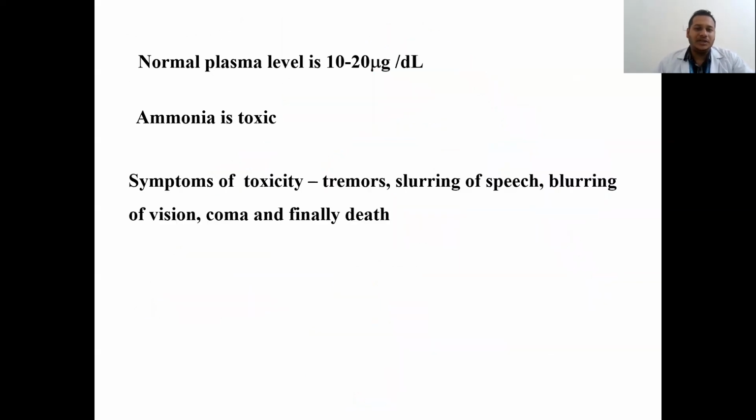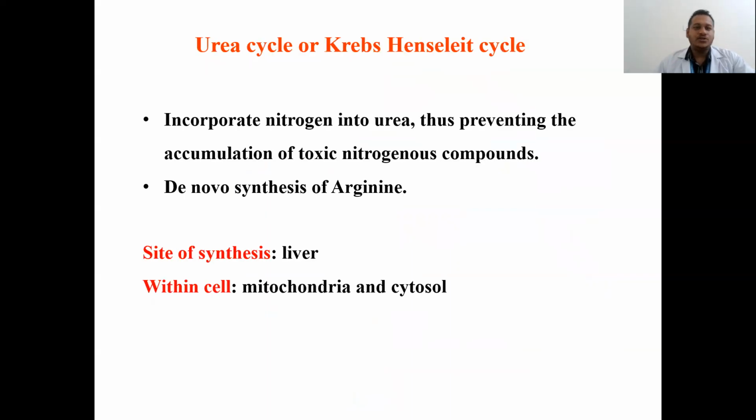The normal plasma level of ammonia is 10 to 20 microgram per deciliter, as ammonia is toxic. The symptoms of toxicity are tremors, slurring of speech, blurring of vision, coma, and finally the patient goes to death. The urea cycle, or Krebs-Henseleit cycle, incorporates nitrogen into urea, thus preventing accumulation of toxic nitrogenous compounds. De novo synthesis of arginine takes place, and the site of synthesis is the liver, within the cell, in mitochondria and cytosol.